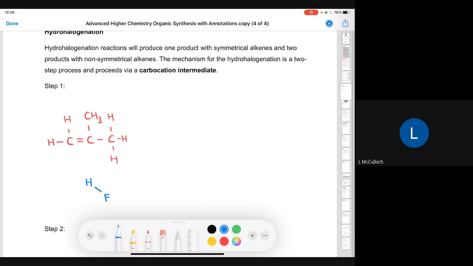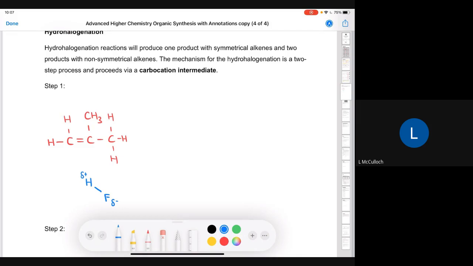Okay, so what will happen is, because hydrogen fluoride is a polar molecule, and that is the absolutely critical part here, the hydrogen atom will have a slightly positive charge and the fluorine atom will have a slightly negative charge. Now, what this does is it creates a positive charge that our nucleophile, which is the alkene, can attack.